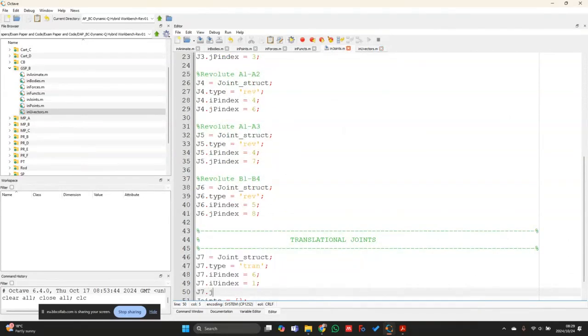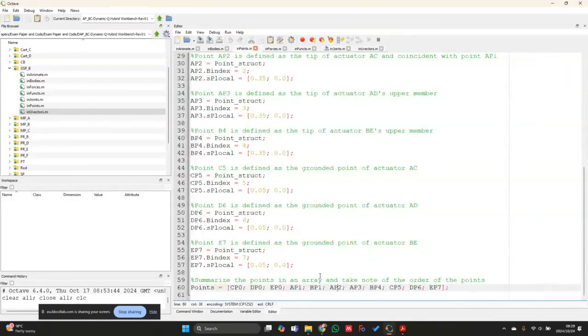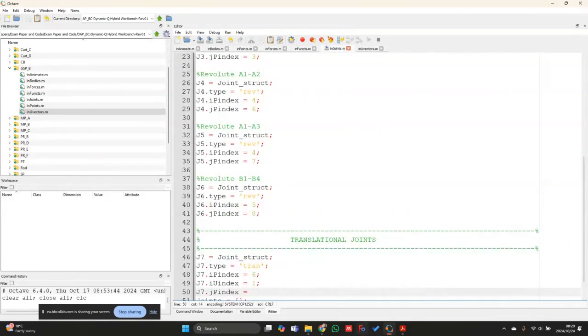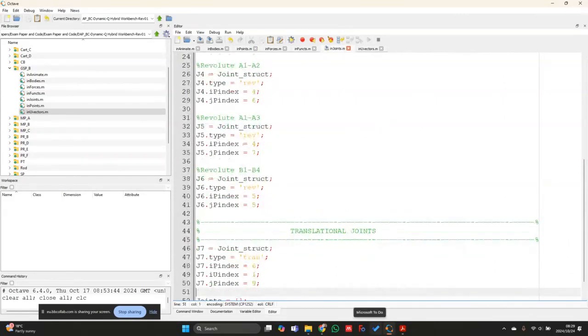Then I specify J7.jp index, and that will then be C5. So if I head to in points, C5 will be, so this is 6, 7, 8, 9. Okay, so 9 that I use over here. And then J7.ju index is then going to be the unit vector on body 5, so that is the second element that I have.